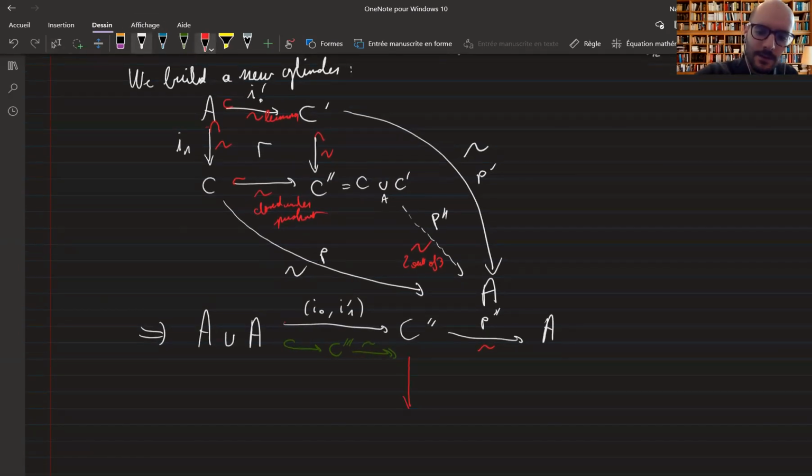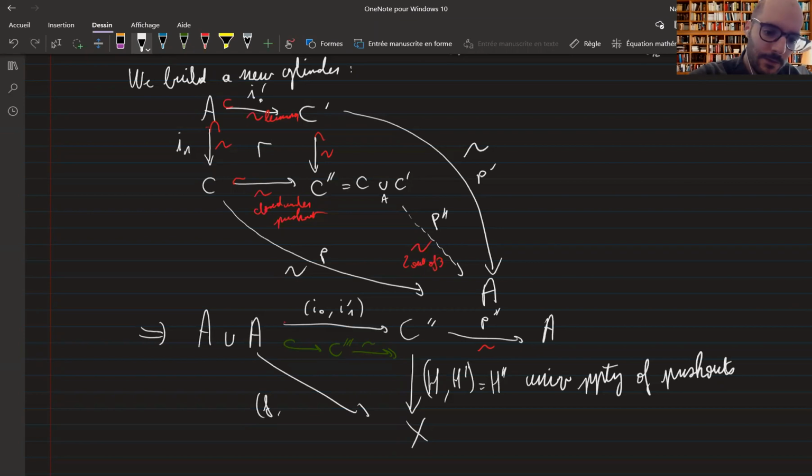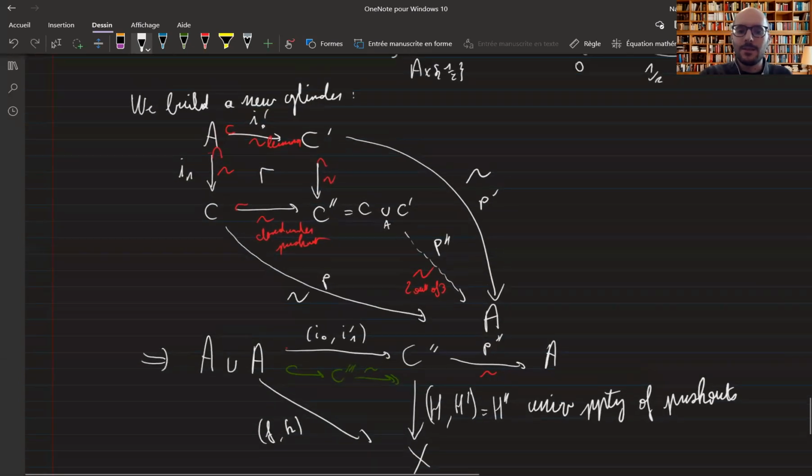And to define the map into X, we use the universal property of push out. Here we have F and H. All right, so this is a bit of a complicated proof. There is a lot going on, but hopefully the idea is somewhat clear, right?